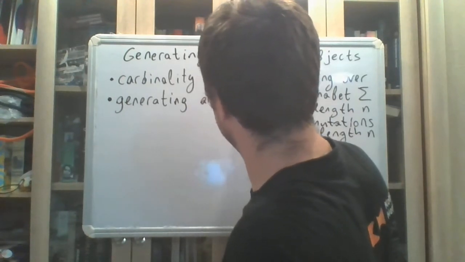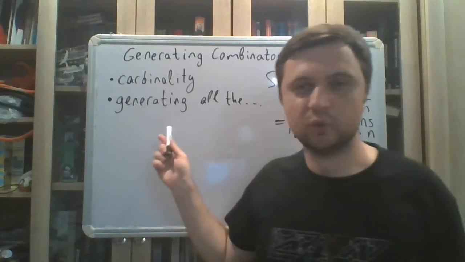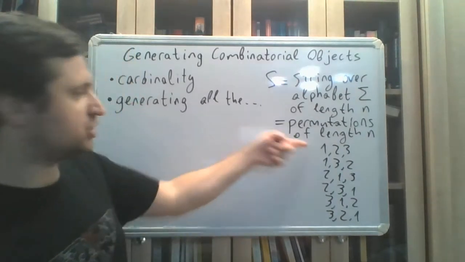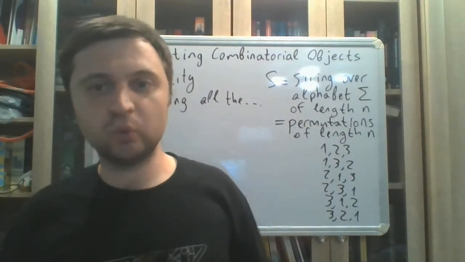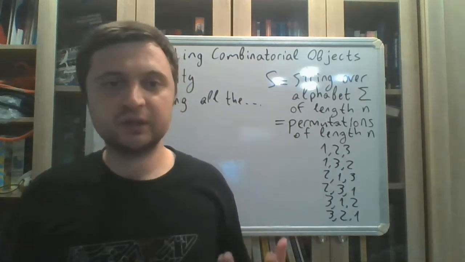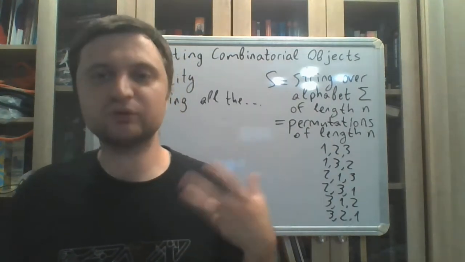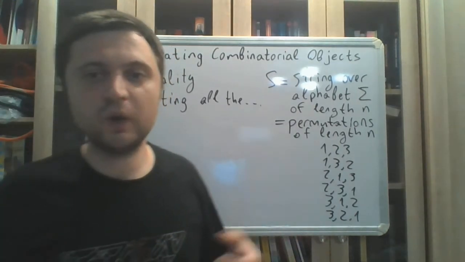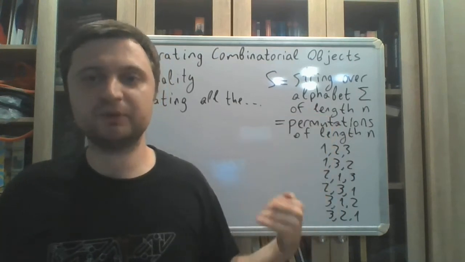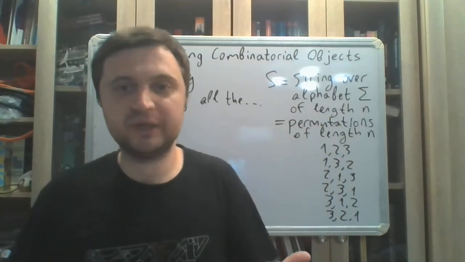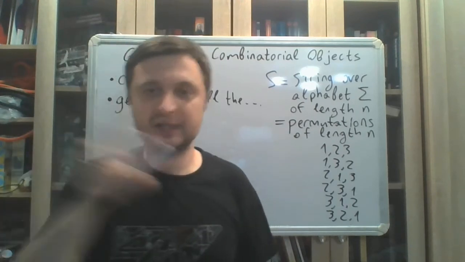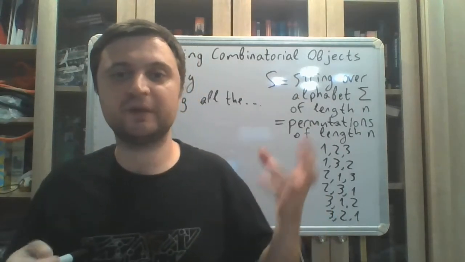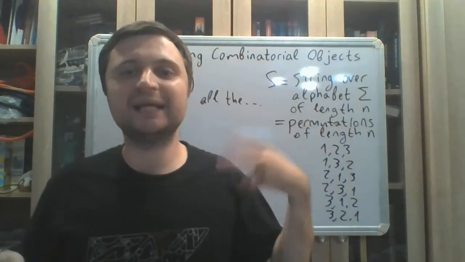Generating all the elements of the specific set. So it could be generating all the binary strings in some order or generating all the permutations in some order. Usually, the order would be lexicographical. If you have used the paper dictionary at some point of your life, then you know how words are sorted in the paper dictionary. Or if you compare strings in your programming language by less than and greater than, I'm pretty sure that in this case, you have compared these strings alphabetically or lexicographically.